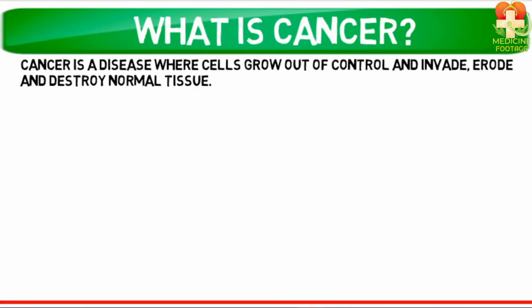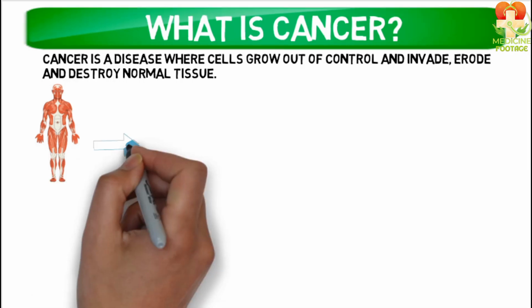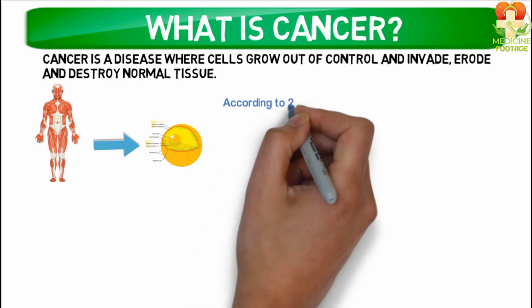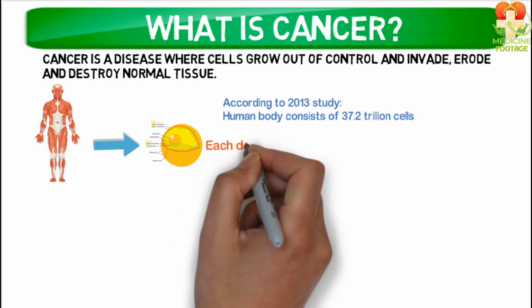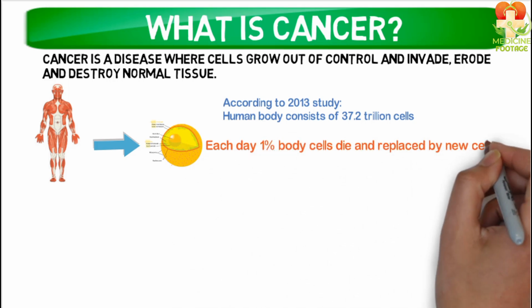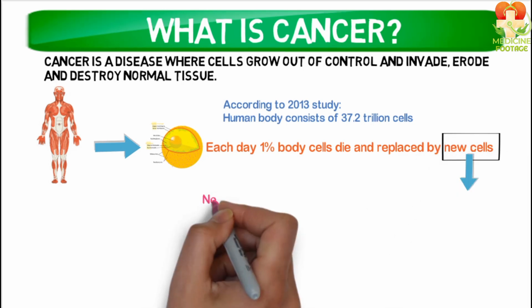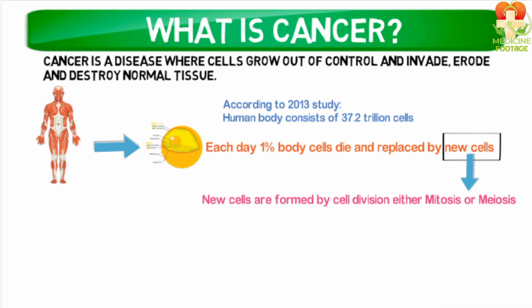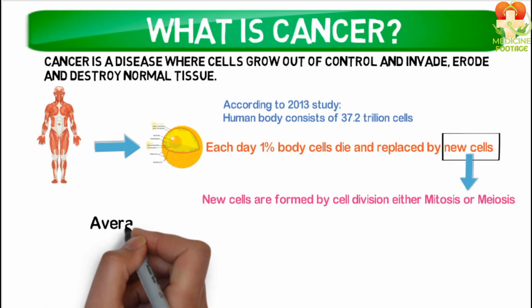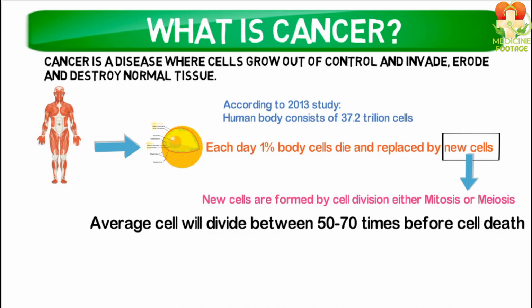Now to understand this, I will give you an example. Look, a human is actually made up of cells. Friends, according to a 2013 study, an average human has 37.2 trillion cells. 1% of the body's cells die and new cells replace them, and new cells are made through cell division. That cell division happens either through mitosis or meiosis. So this way, 1% of our body's cells are replaced, but one cell divides on average 50 to 70 times. After that, the cell undergoes death. That is, its body automatically kills it, it dies on its own, it undergoes apoptosis.